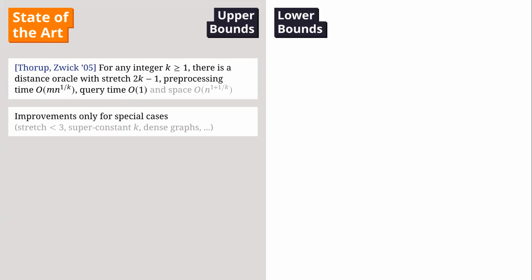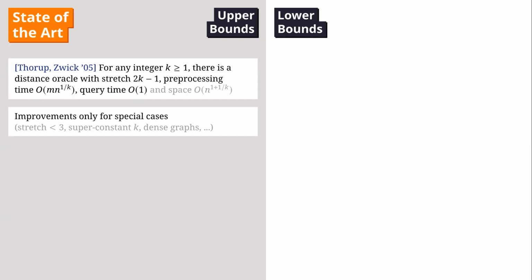Despite this result happening 20 years ago, most of the improvements are only for special cases. So for instance, if the stretch is very small, or k is super constant, or the graphs are particularly dense, and so on. So in its full generality, Thorup-Zwick actually remains the state of the art.